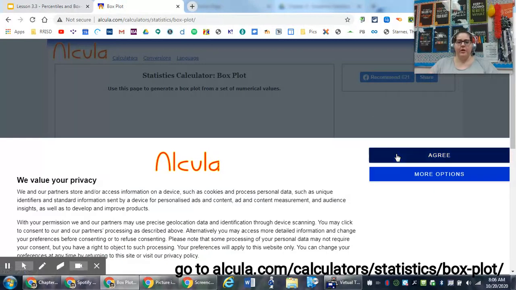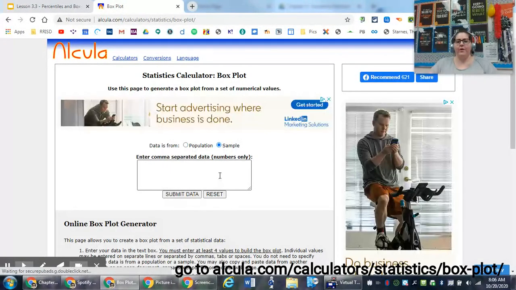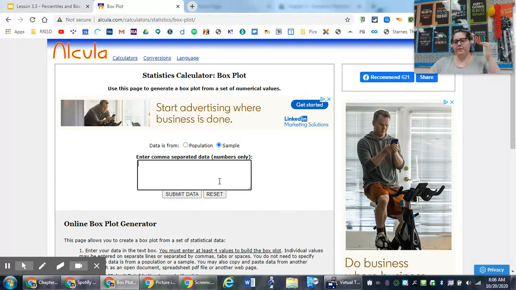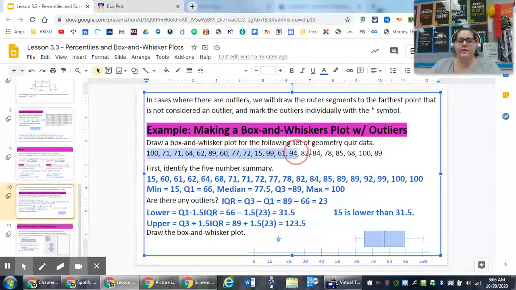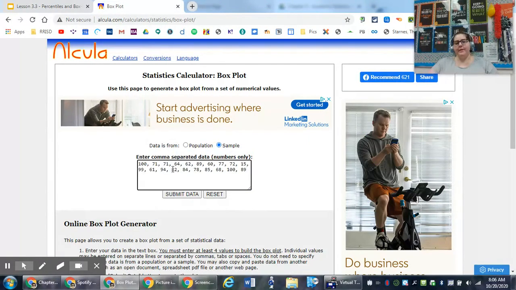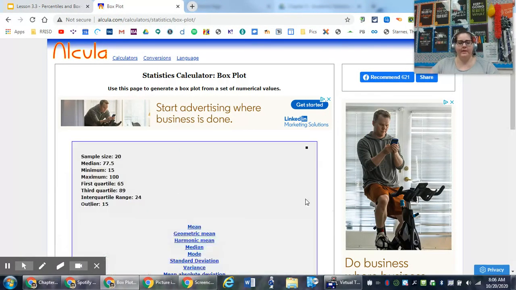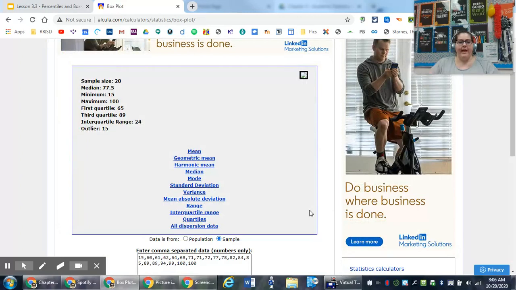Again, we want to make sure we pick sample, although I don't think it's going to make a difference for the 5-number summary, but it will make a difference when it comes to the standard deviation. I'm going to go back here and select all of those numbers that were in my data set. I just put them in that box with a comma in between. I'm going to say submit data, and then it gives us, not in the right order, our 5 numbers. It gives us the median, the minimum, the maximum, the first quartile, and the third quartile.